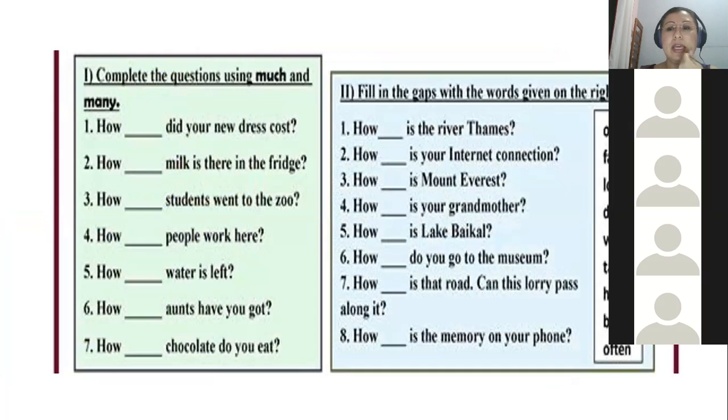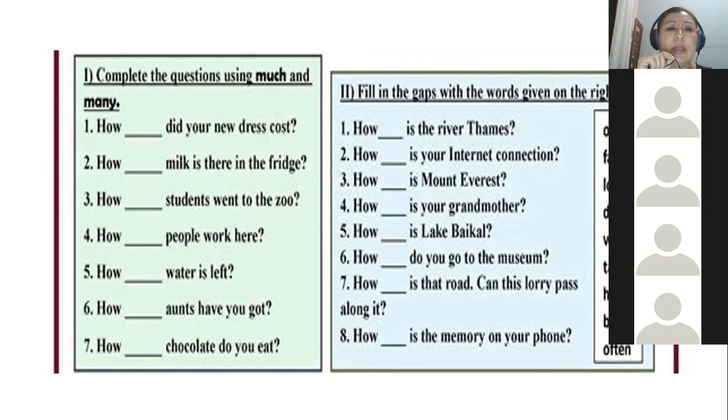Okay, so here we have some exercises. I would like you to tell me quickly if you think the word that should be there is much or many. For example, how much did your new dress cost? What do you think is the right answer? How much or how many? How much did your new dress cost? Because we are talking about money, right?